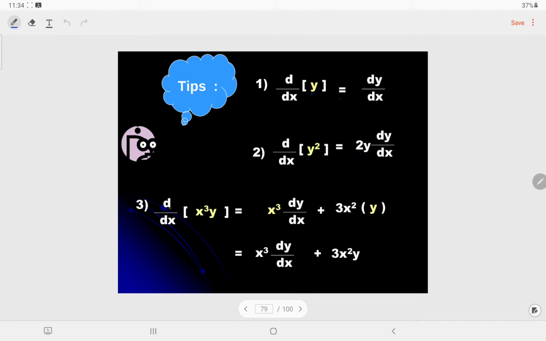Differentiate x cubed y with respect to x. This one is u, this one is v. Using the product rule, u v prime plus v u prime, so x cubed dy over dx plus 3x squared times y. So we get this as the final answer.